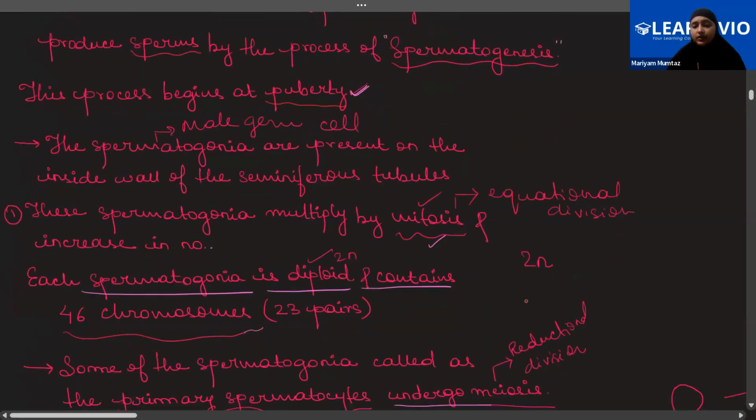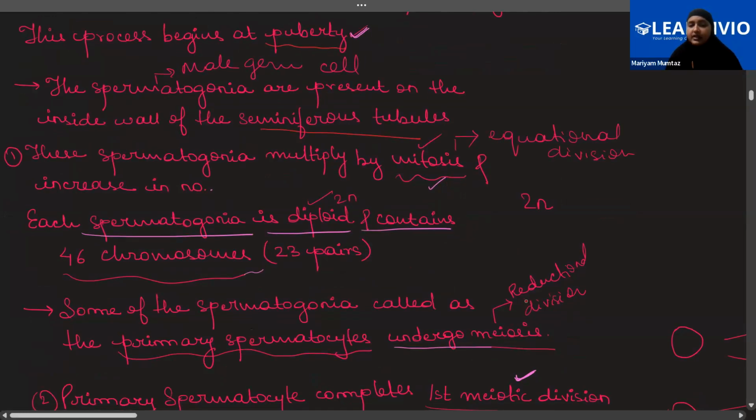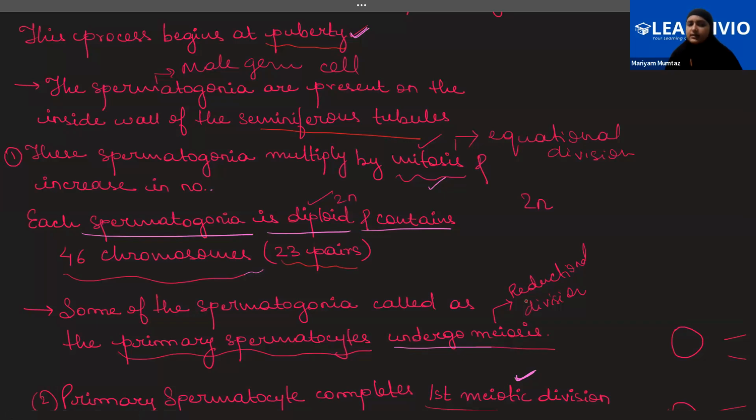The spermatogonia, or the male germ cells, are present on the inside of the seminiferous tubule. Firstly, the spermatogonia will multiply by mitosis, and they'll start increasing in number. Each spermatogonia is diploid and contains 46 chromosomes, meaning 23 pairs, because it is a cell that will give rise to the male gamete.